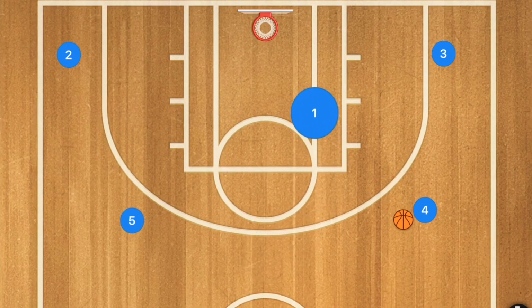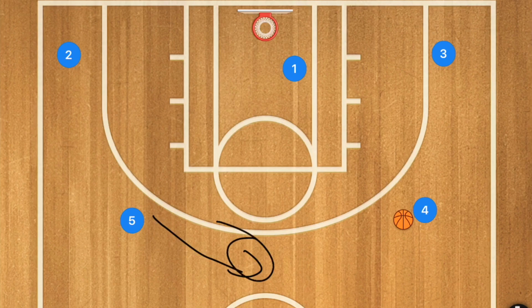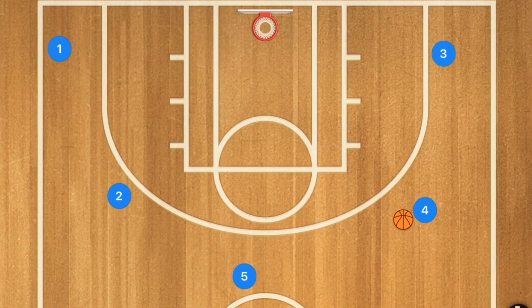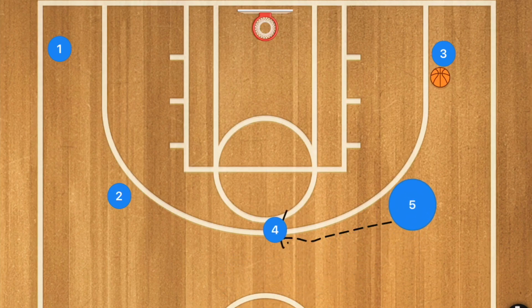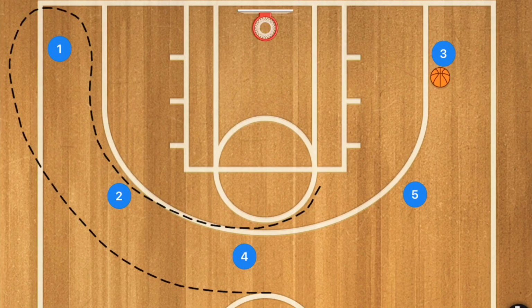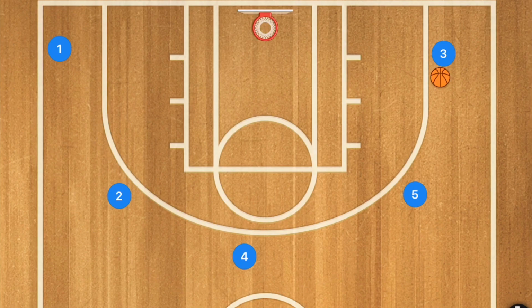So if player 1 was to cut, player 5 needs to fill the point, player 2 needs to fill player 5's spot, and player 1 then pops out. If player 4 was to pass to player 3, player 4 would then screen away, or could screen away for player 5. Player 5 would then take that spot. Now this is the most basic of the offense. You can do so much more, and you really don't want to have your players sitting around for too long because of course they get bored, but then that just allows the defense to relax, and you don't want that.